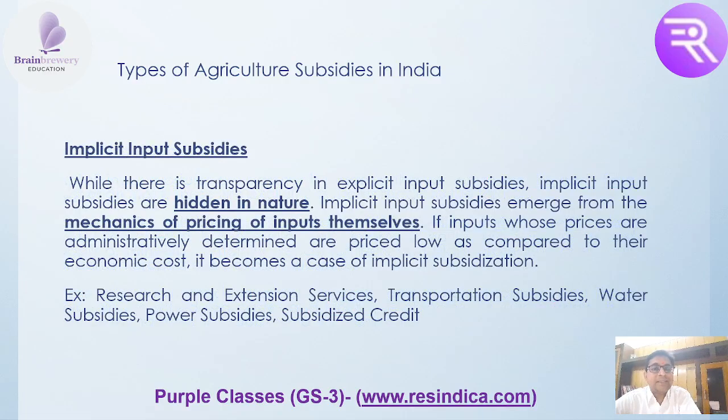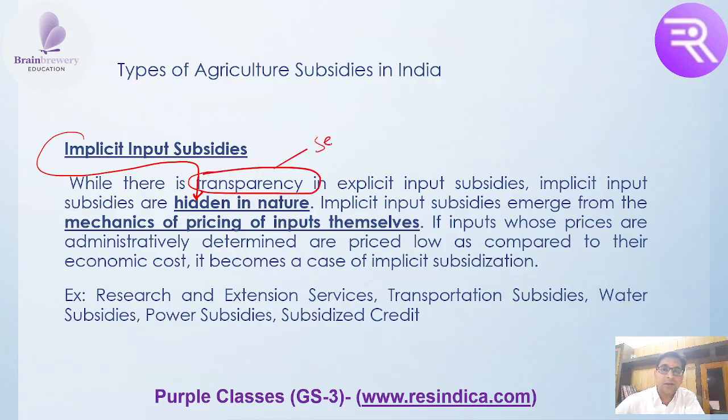Then we have implicit input subsidy. As the name suggests, implicit means they are hidden in nature. Okay, so in the explicit you have transparency, that means you are seeing that something is being given to them, right? But in implicit they are hidden in nature.